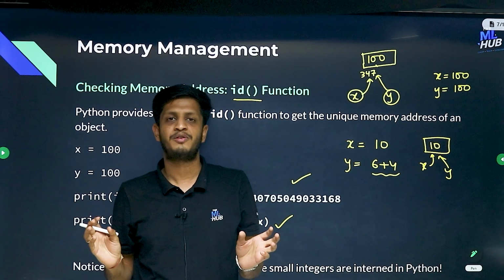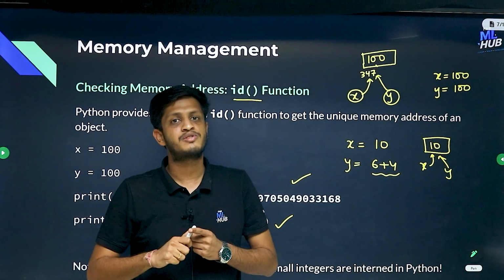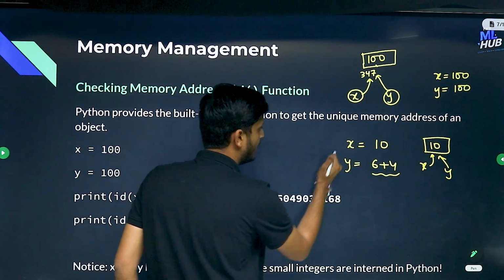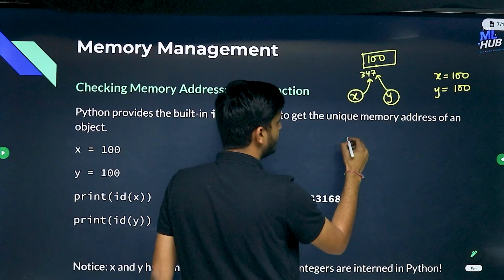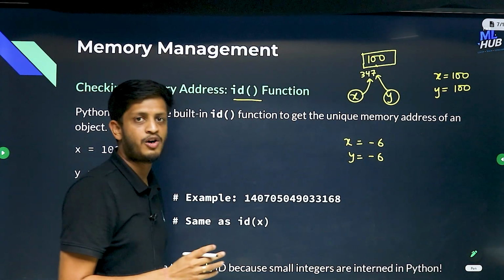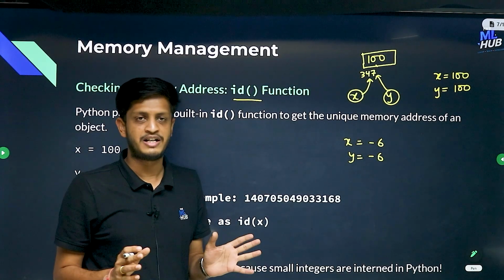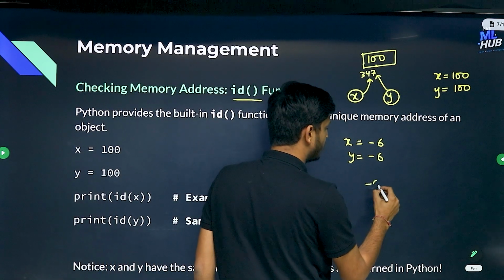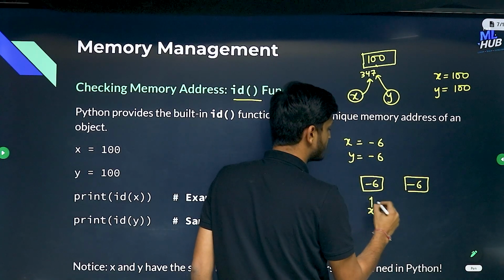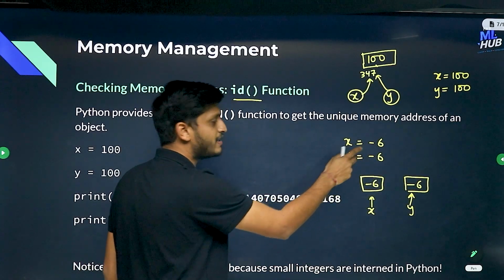Only for integers between -5 and 256, a single copy gets created. For any other data type, for any other values, even values greater than 256 or smaller than -5. If you do -6, what will happen? If you say x is equal to -6 and y is equal to -6, since -6 is not between -5 and 256, -6 is smaller than -5, it is not a small integer. Here two copies will be created. -6 will be stored in memory and another -6 will be stored in memory. x will point to this location and y will point to that location. Okay, this is if you are initializing x and y separately.